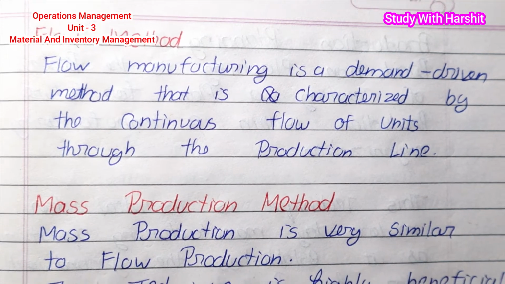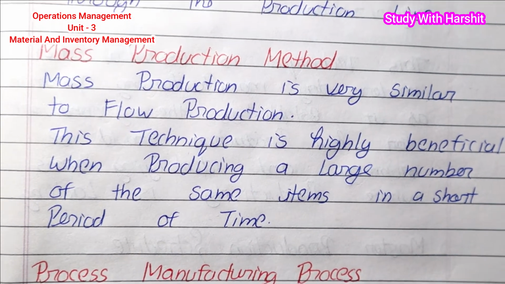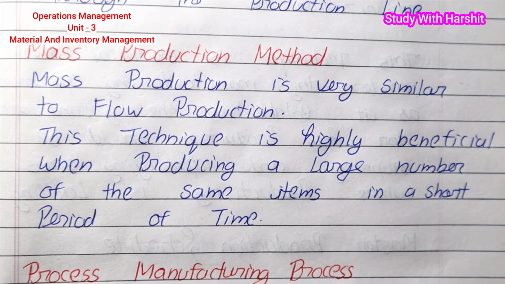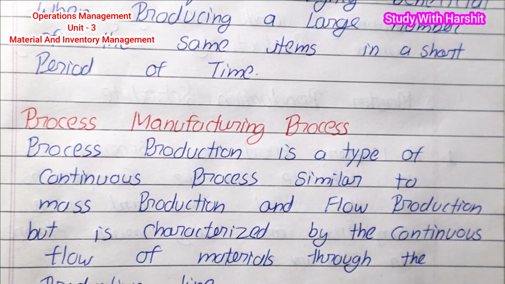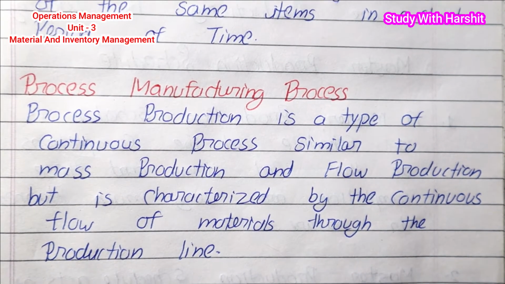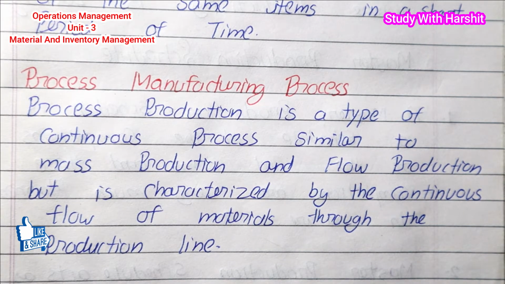Mass production method. Mass production is very similar to flow production. This technique is highly beneficial when producing a large number of the same item in a short period of time. Process manufacturing. Process manufacturing is a type of continuous process similar to mass production and flow production but is characterized by the continuous flow of materials through the production line.